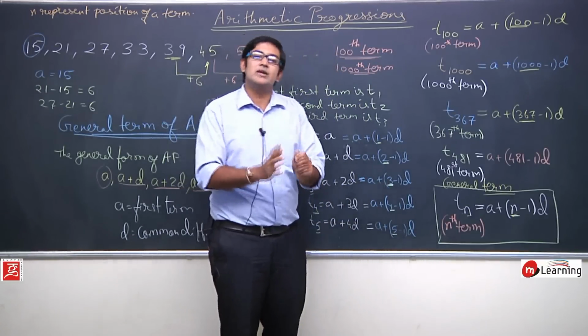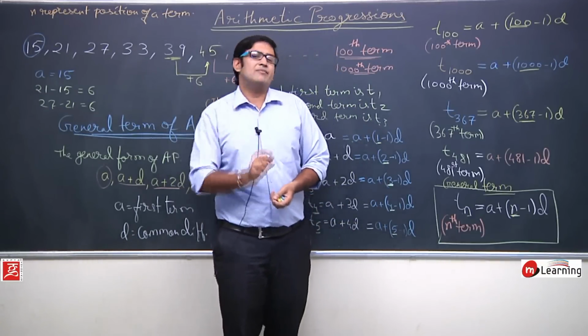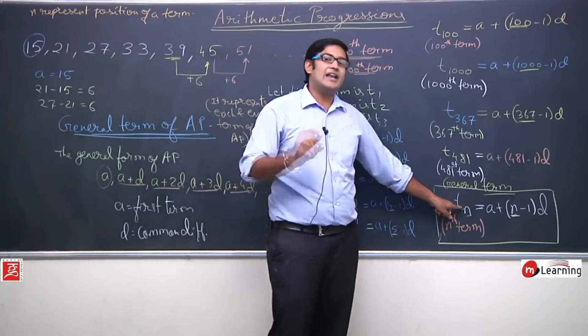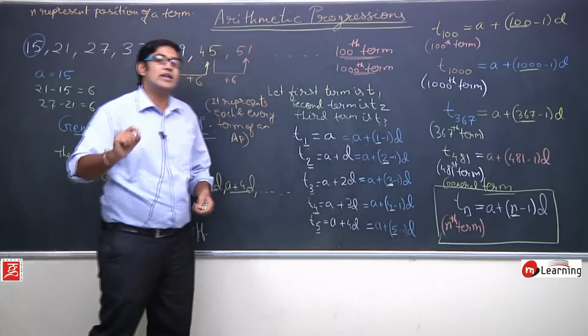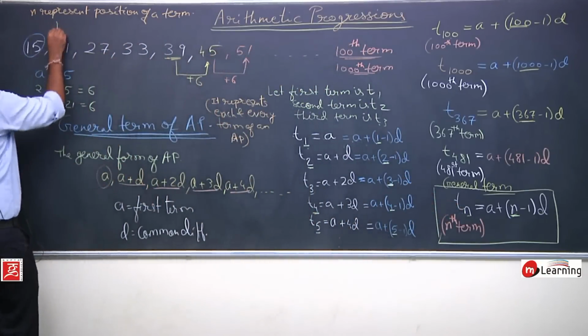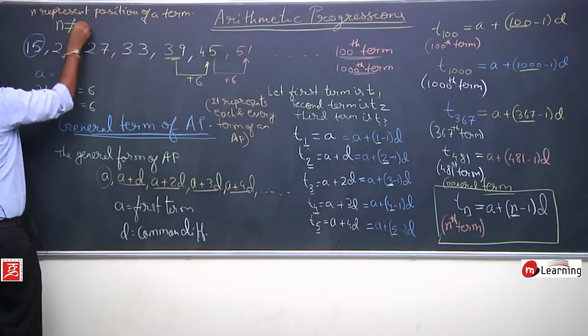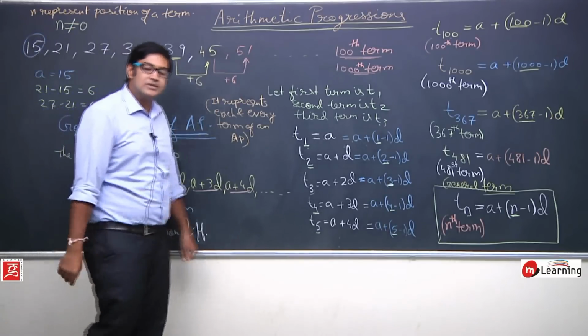ओके, फॉर टाइम बीइंग आपको ये मानना है. सो व्हाट आई एम ट्राइंग टू से इज n कैन नेवर बी इक्वल टू 0. n कभी भी 0 नहीं हो सकता. एक बात ये हमने समझ ली.